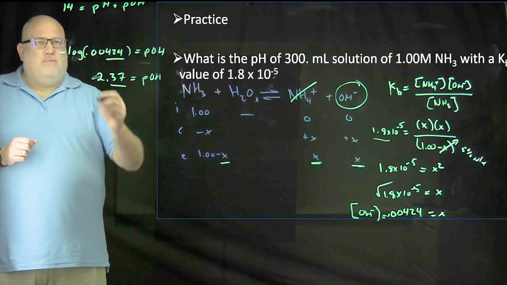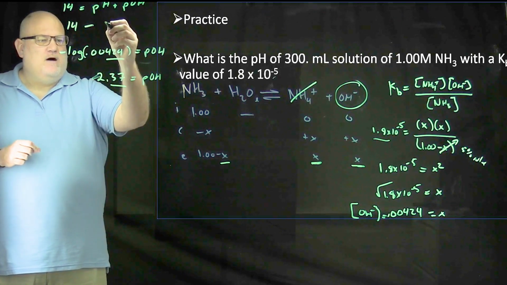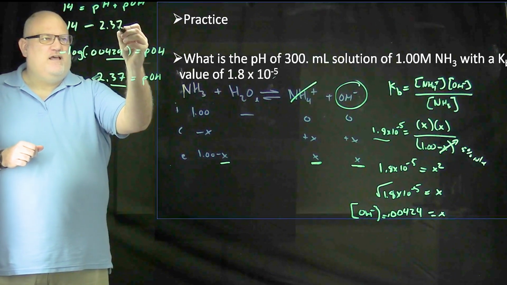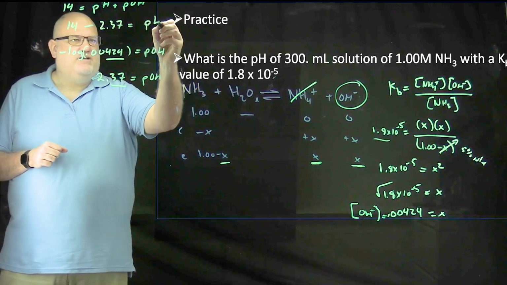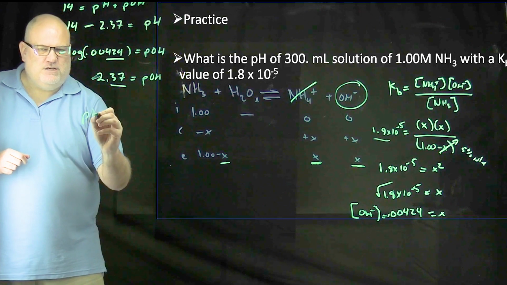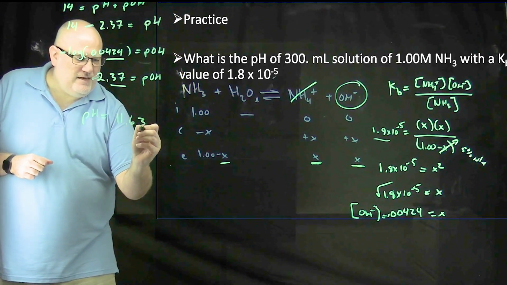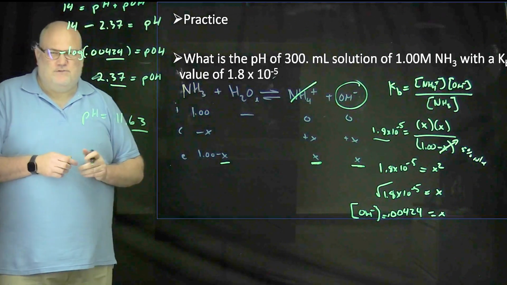To finish the problem off, though, I have to go 14, subtract my 2.37, and that's going to give me my pH. And if you do that math, then you're going to end up with pH is equal to 11.63. And again, I want you to note the 2 significant figures that we're using.